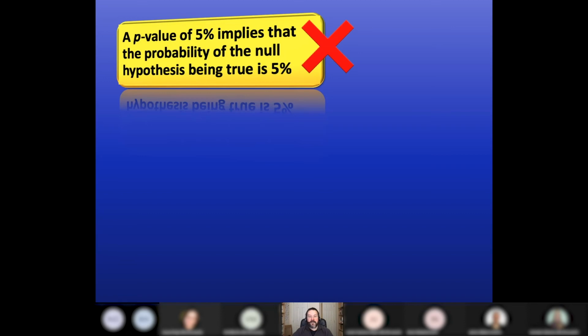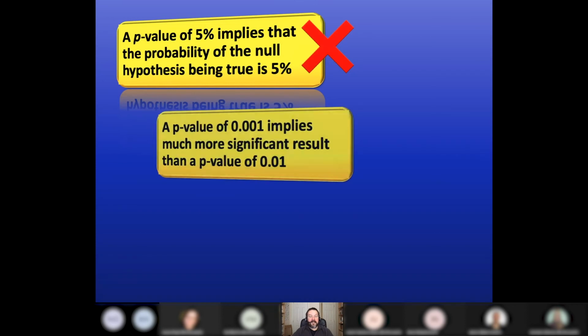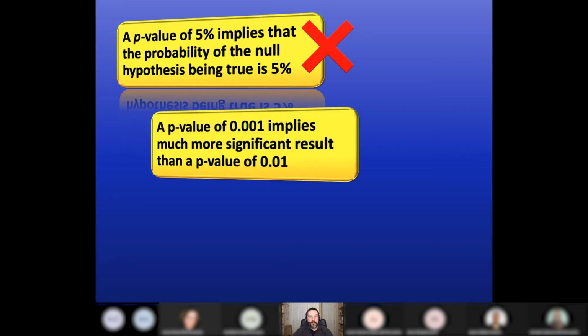No, it's a false statement. Null hypothesis is fixed. It's not a random variable, so we cannot assign it a probability. It's either false or true. That's it. The second statement. A p-value of 0.001 implies much more significant result than a p-value of 0.01. You have time to think about it.